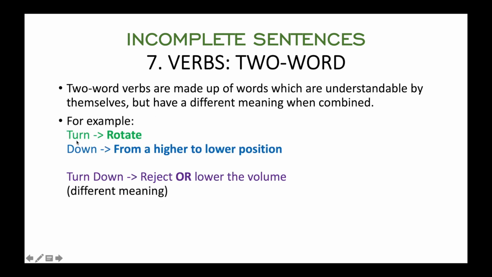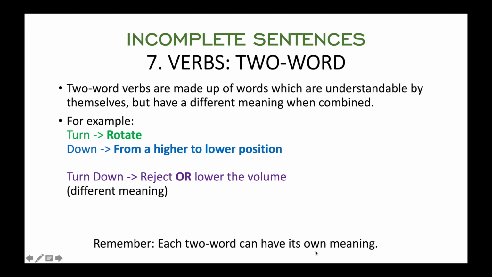For example, turn means rotate, and then down goes from the higher position into the lower position. But if you combine it into turn down, it means reject or lower the volume. You can choose one of them. For instance, I turn down the offer. So it means that you are rejecting the offer. Meanwhile, the next one would be this. Remember that each two-word combination can have its own meaning. So try to take a look at your dictionary before answering the next practice test.